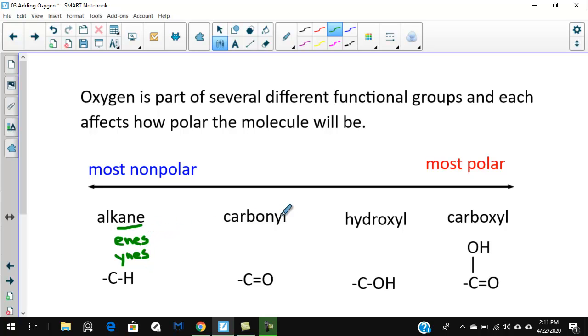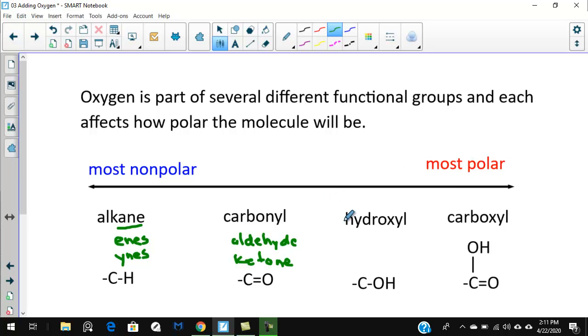The first way we can add oxygen to a molecule is something called a carbonyl group, and that's when you see a C that has a double bonded O attached to it. And those show up in molecules that we're going to learn about called aldehydes and ketones. So we'll take a look at those molecules and learn how to name them. But they're a little bit polar. They're not quite the most polar thing, but they're a little bit polar.